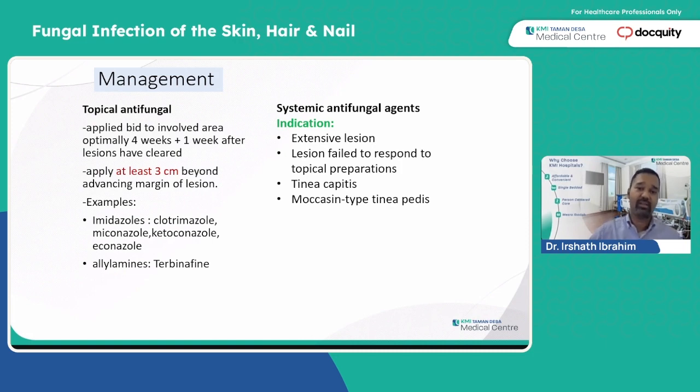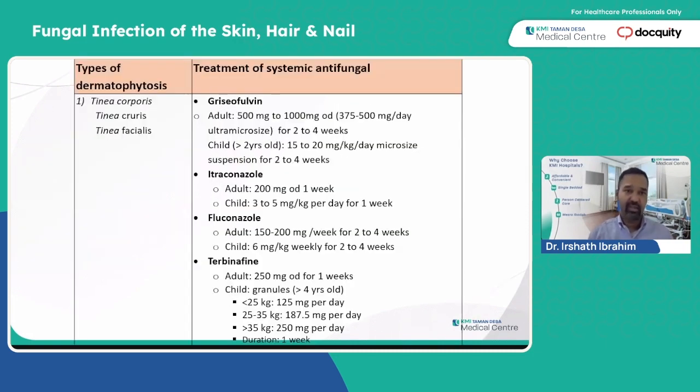So I've shared this slide. You can take a picture if you like. Now, this is the dermatology reference for treatment of tinea corporis, cruris, and facialis. It may differ slightly from our national antibiotic guideline in terms of duration and dose. So for tinea corporis, my first choice would be itraconazole, recommended at 200 milligrams daily for 1 week. Children: 3 to 5 milligrams per kg per day, also for 1 week. My second choice would be terbinafine. Terbinafine is 250 daily for 1 week.